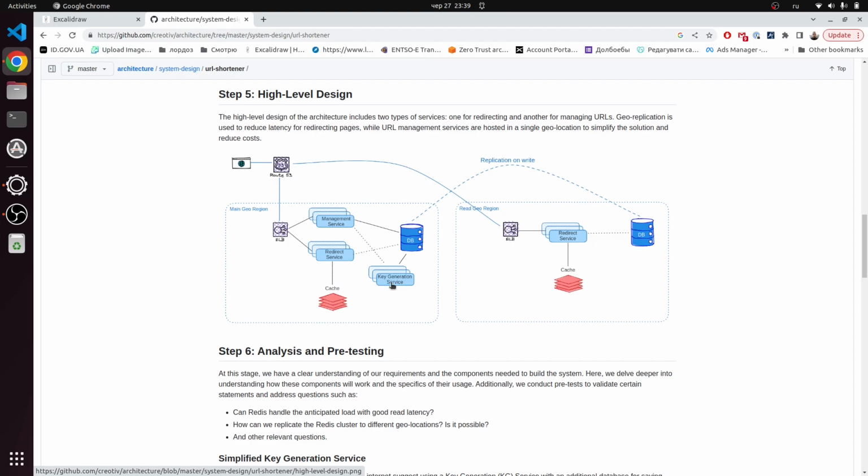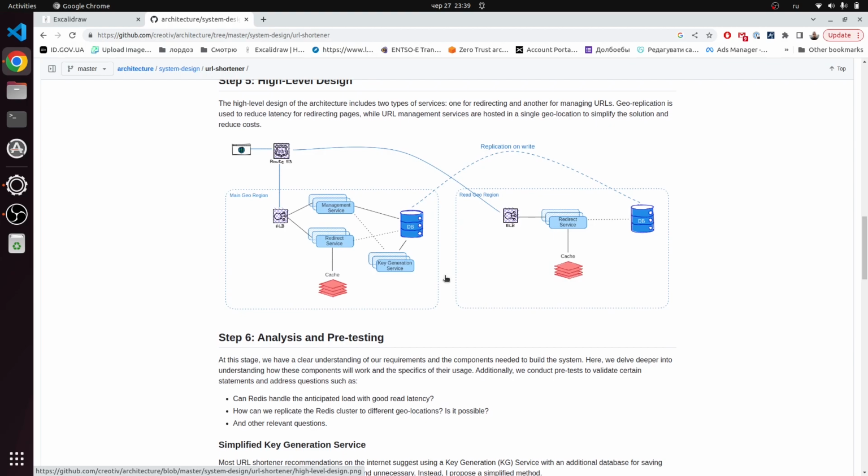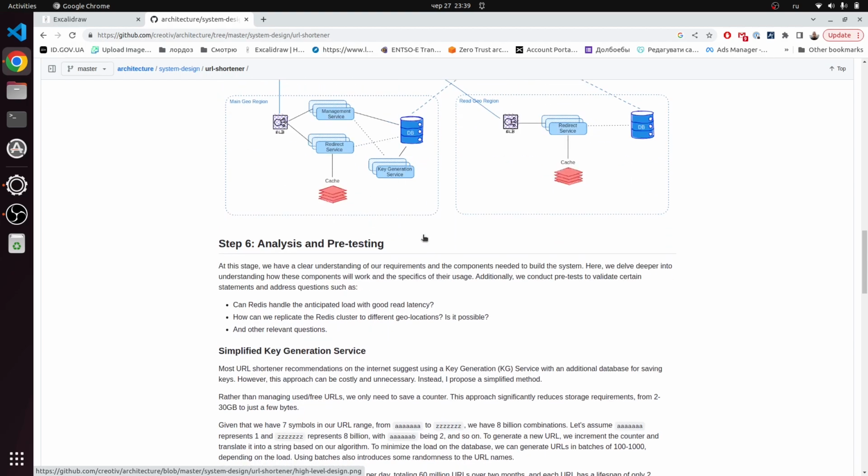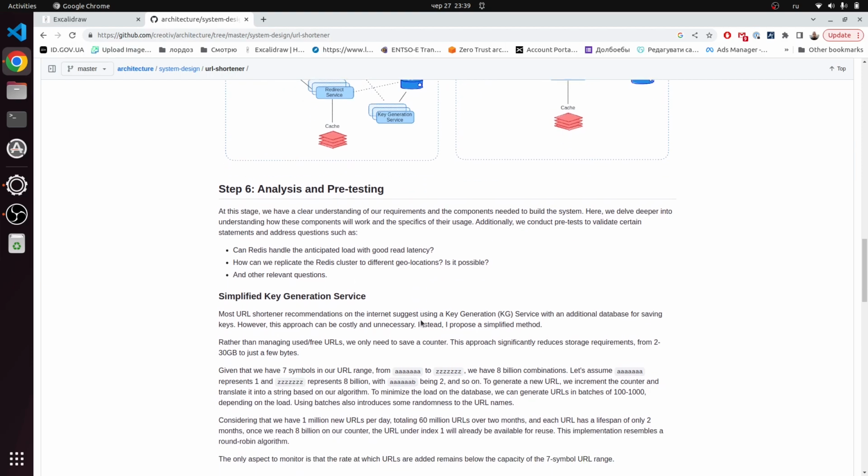Also, we'll have a key generation service that will generate keys for us that we can use for adding a new URL. I mean short keys. And maybe some cache, I don't know. We'll see after asking ourselves this question, so you understand what type of questions we may ask. So I ask myself some of those questions.